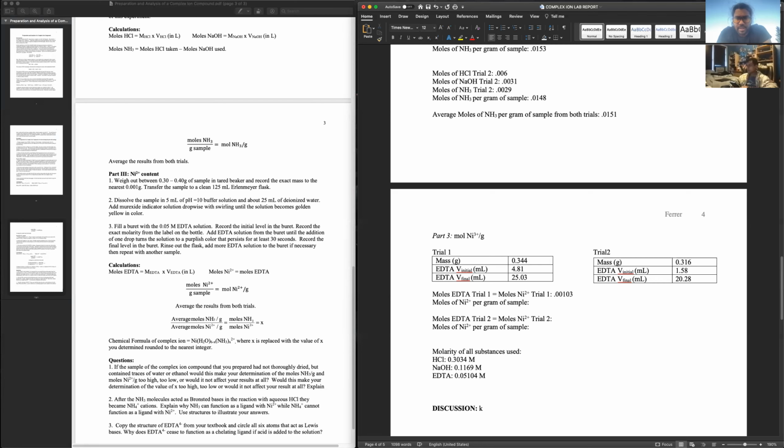Wait, what? Sorry. Oh, the mass. Got it. And then we divide it, right? Yeah, you take the moles and you divide it by the mass. So 0.00103 divided by 0.344 is 0.000299.